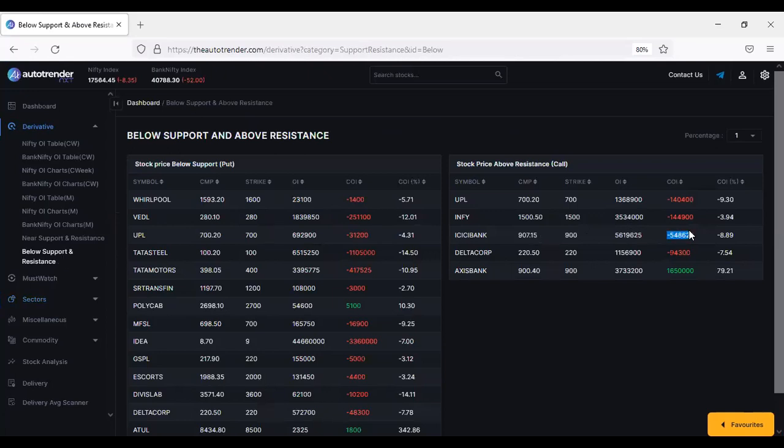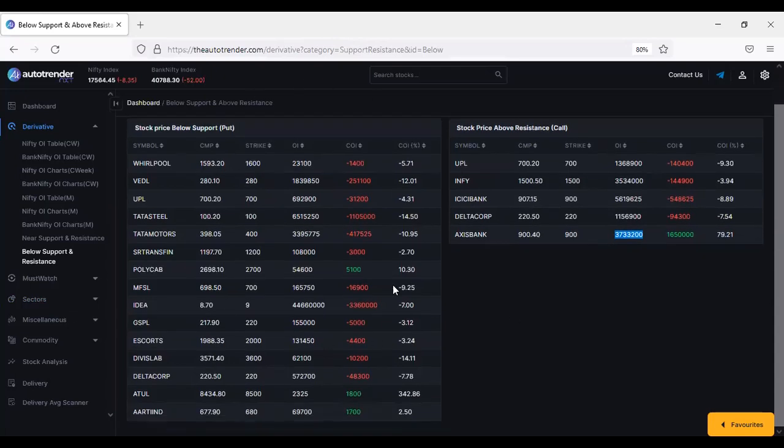If the unwinding is, say, hardly 2%, hardly 1%, or 0.5%, fine. But in case of Axis Bank, you look at, there is a strong writing data coming up. Even though Axis managed to close above the resistance level, there is a huge call writing at 900 level. So just avoid these kinds of scenarios.